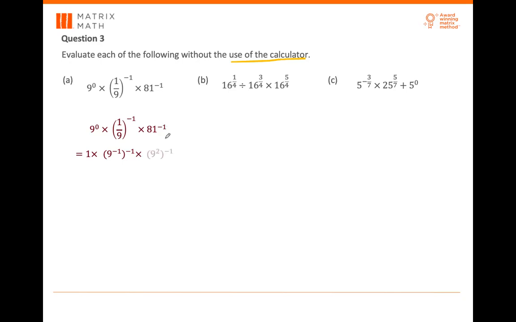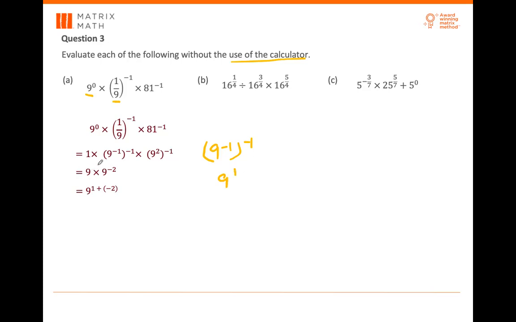times 81 to the power of minus 1, which is, I can change 81 to the same base as 9. Okay, so 81 gives you 9 to the power of 2. So I will have 1 still here. So you see 9 to the power of minus 1, minus 1 times minus 1 will be 9 to the power of 1. Okay, so therefore you have a 9.